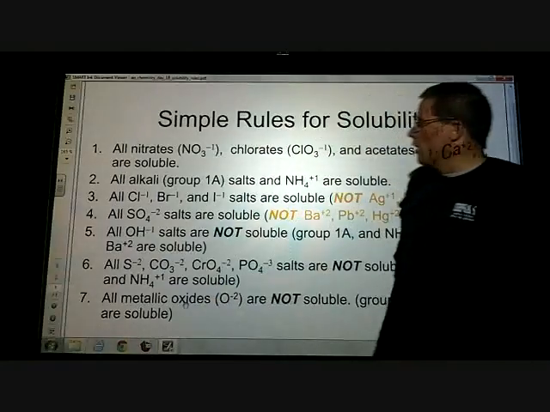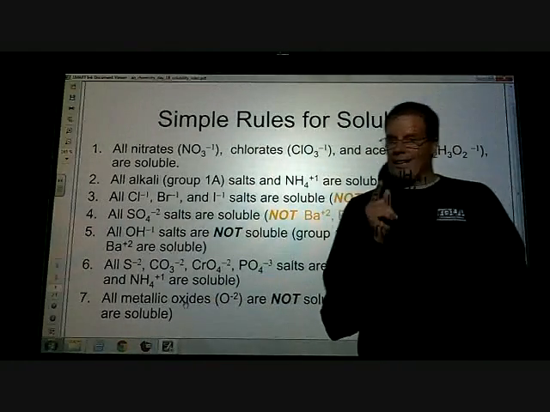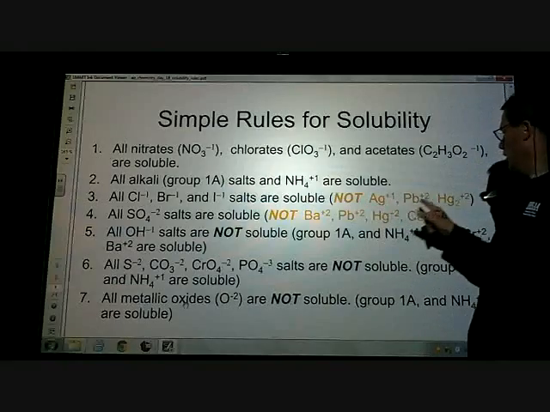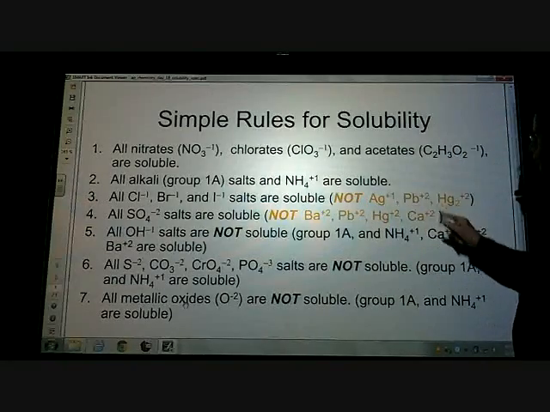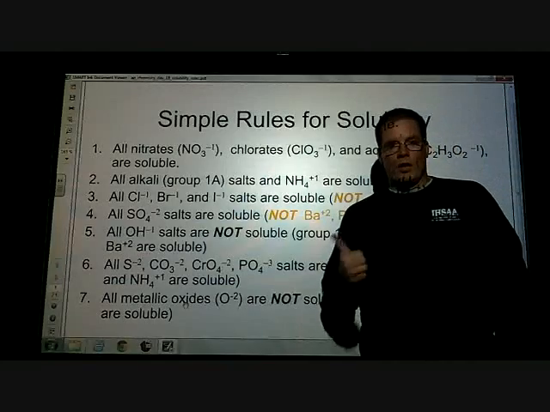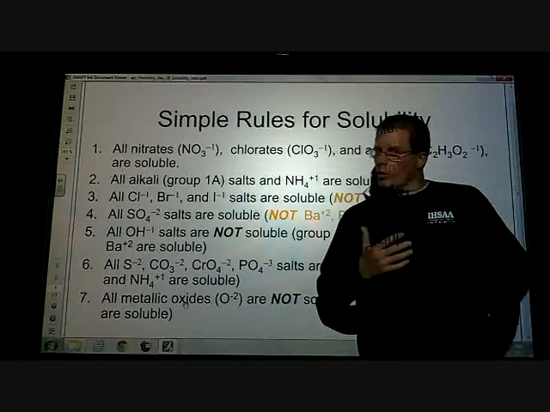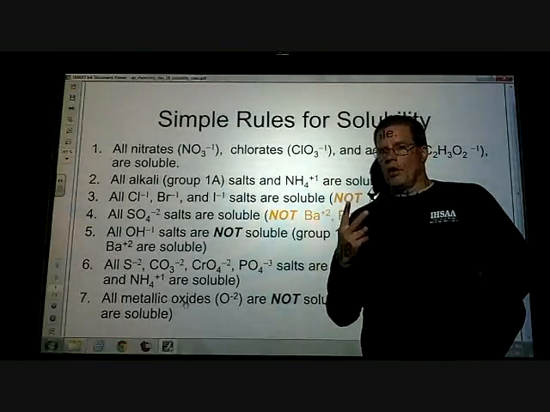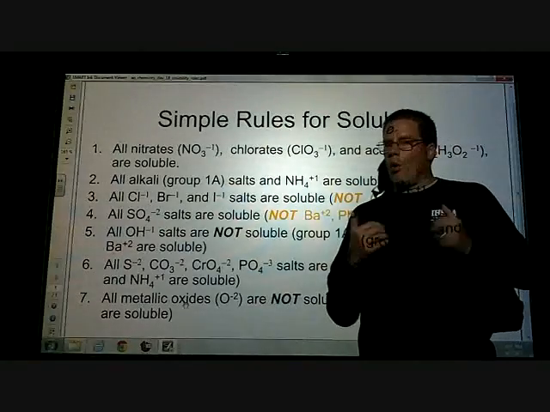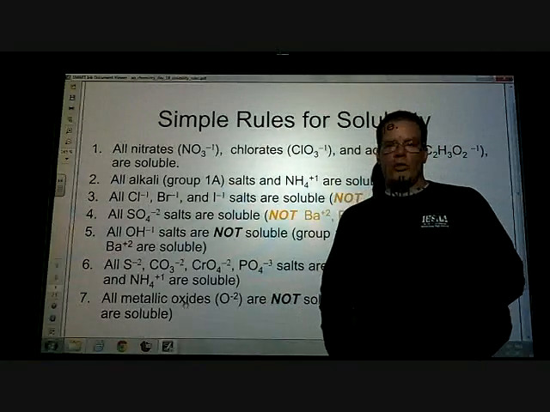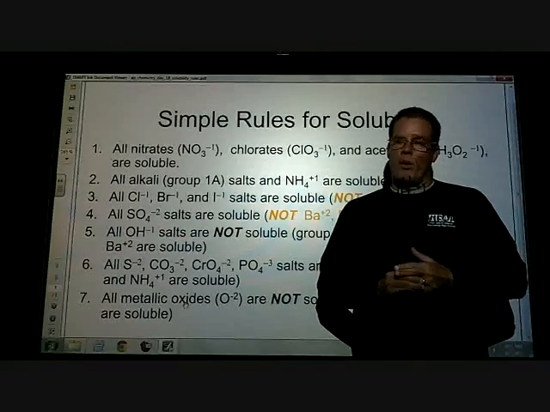Number 3 says all chlorides, bromides, and iodides are soluble except for silver, lead, and mercury 2. Now the mercury 2 is not as big of an item, but definitely silver and lead. We don't want to miss that. And also with lead, there are 2 charges, +2 and +4, but we never ever see +4. So just remember lead. Anytime you see lead, it's going to form a precipitate. You're never going to see the +4, I promise.